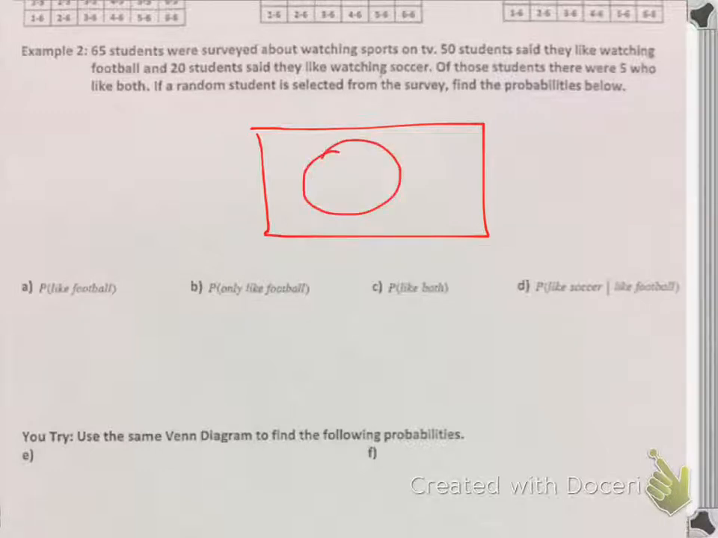So what I want to do is make a Venn diagram that kind of describes this. I'm going to call this the football side, this the soccer side, and then of course in the middle where they overlap it would be both. So I know that 50 students said they like watching football, but I also know that 5 of them had to be in the overlap part, which means 45 were in football only, 5 were in the overlap. 20 students liked watching soccer, but again 5 of them were in that overlap part, so I can only have 15 over here on the other side watching only soccer.